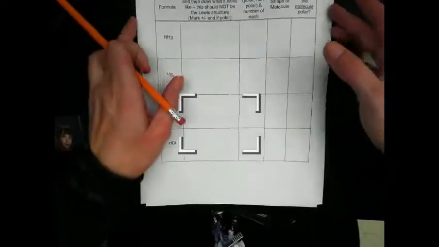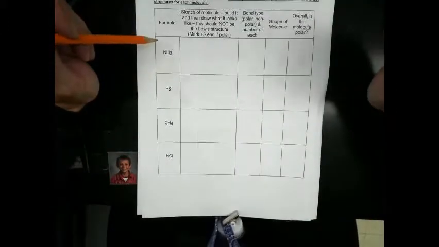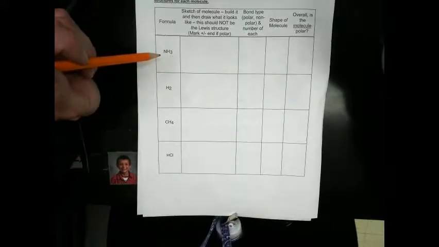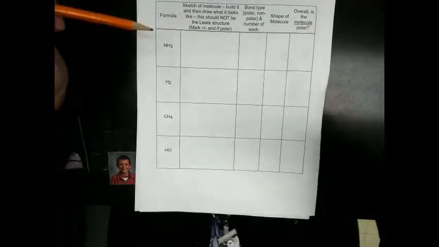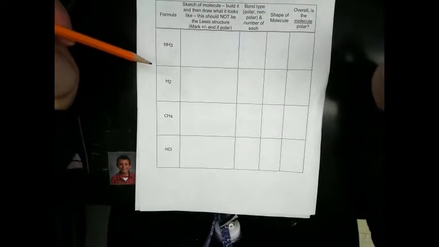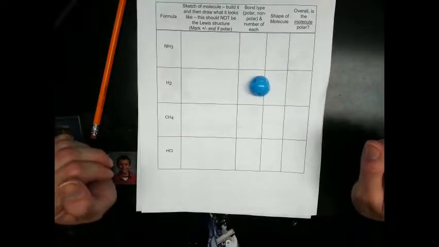So if we look at the first one, we'll walk through with this. So right now you should have your kits, with all of your little parts and pieces in it. And we're going to build our first molecule on here, and we're going to sketch it the exact same way it actually looks on here. So you have to actually build it to see what the shape is. So the first one we're going to build is NH3. So nitrogen is going to be blue, okay? And then hydrogen is white.